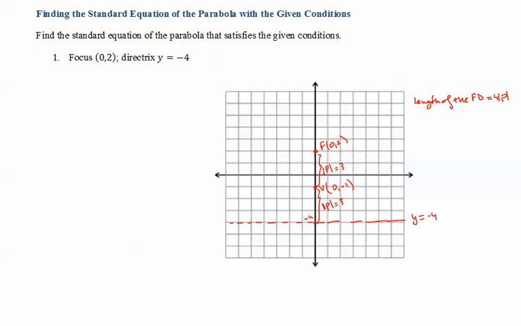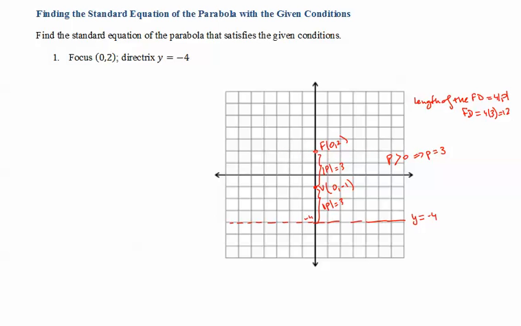So the distance is 3, and we see that this parabola is going to open upward because the focus is always inside the parabola. So it's going to open upward, therefore p is a positive number. So p is equal to 3. So the focal diameter will be 4 times 3, which is 12. So this line segment that passes through the focus is 12.